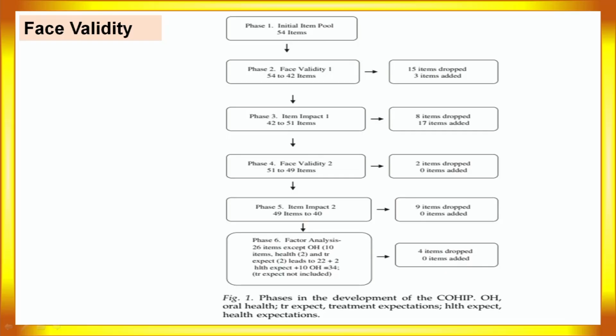Okay, like here, one of the examples I take from a published research paper, which used the repeated face validity measure in the initial stage. Okay. So, the researcher started with a total of 52 items, then 15 items were dropped, and based on the suggestion of the experts, 3 items were again included. Okay. In the later stage, again he calculated the impact score, then 42, then 8 items were again dropped, but again 17 items were added based on the opinion of the experts or based on the judgment of the researcher himself.